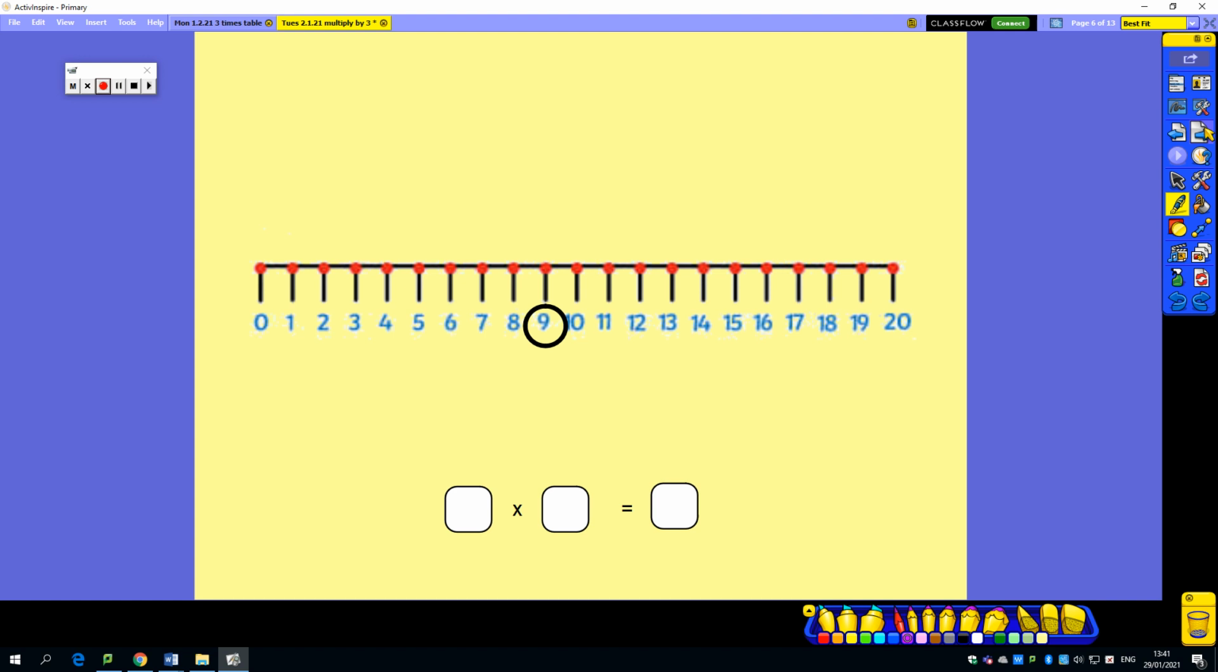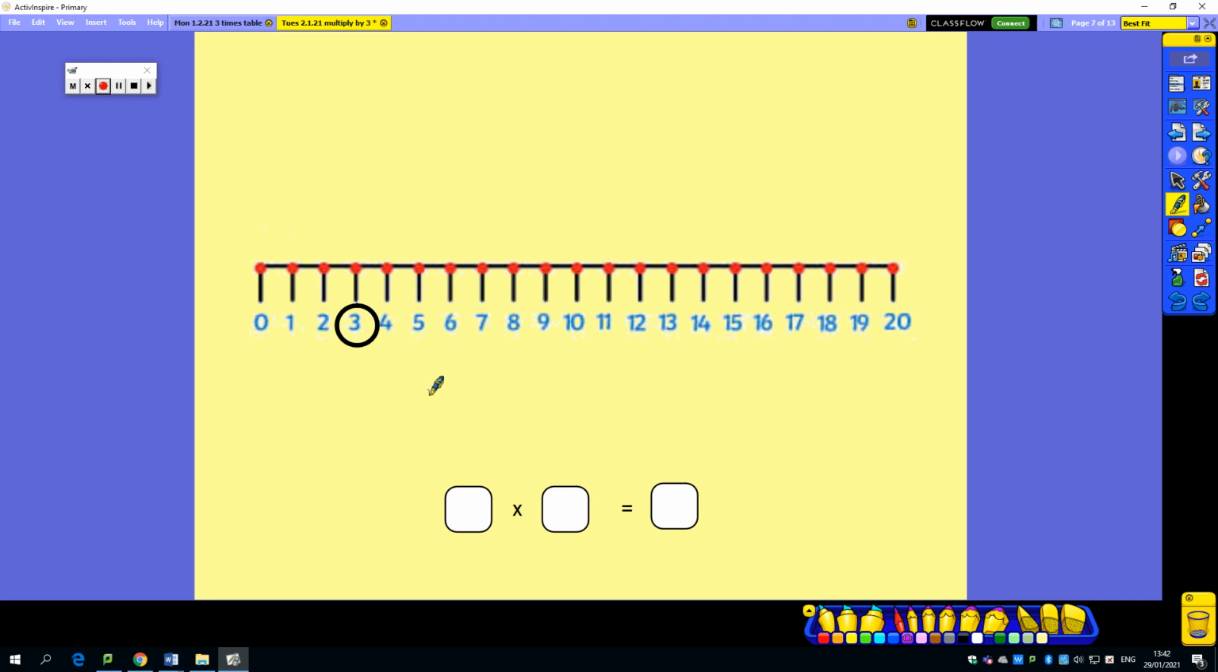Okay, so now we're going to try and write the multiplication sentence to match where we landed on our number line. So we've landed on 9. We're trying to make 9, and we're trying to count in multiples of 3. So 1, 2, 3. 3, 6, 9. We needed 3 jumps of 3 to get to 9, because 3 times 3 equals 9.